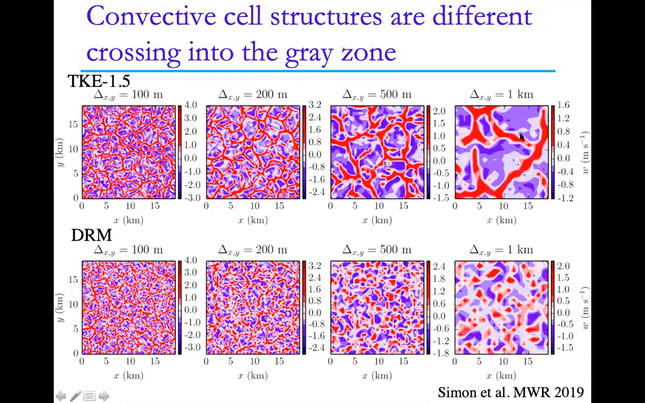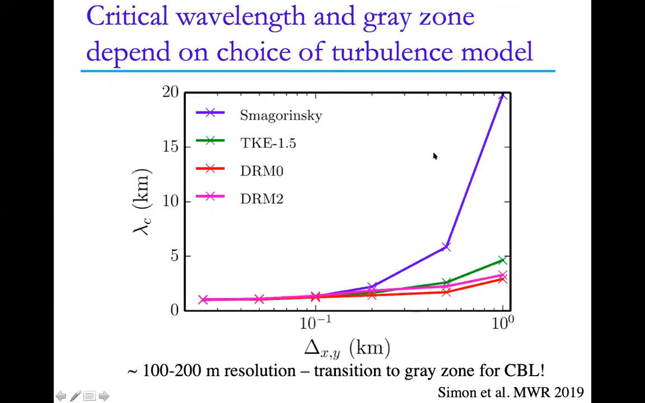And the way we do that is using an energy spectrum and finding not the peak wave number, but 2/3 of the energy wave number. There's a particular way to get it. And looking at that critical wavelength as a function of resolution for the different closures. And so that's what's plotted here. Lambda C is the critical wavelength. And here we have resolution on this axis. And you can see different closure models.